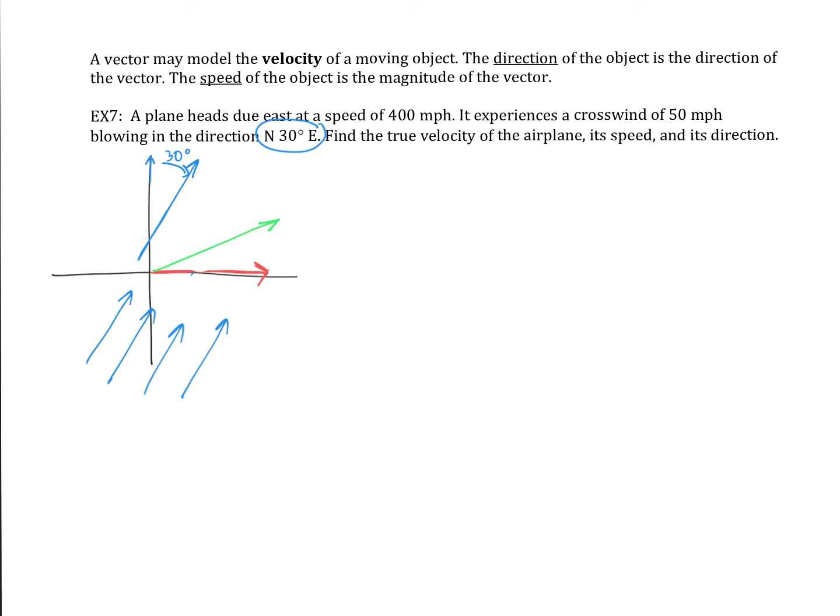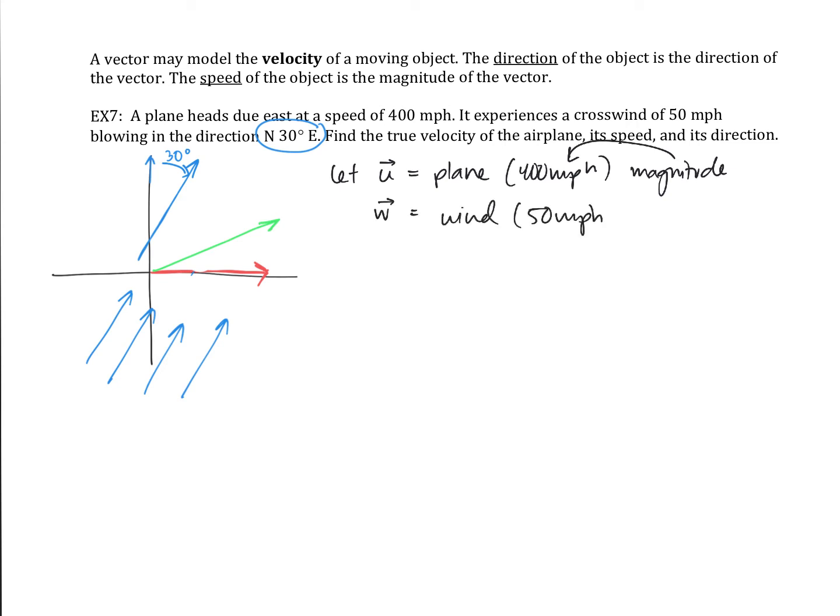So let's go ahead and start labeling these vectors. Let u, the vector u, equal the vector of the plane. We have 400 miles per hour, or the magnitude. Once again, remember, speed is magnitude. And then we'll call v the wind, which we have at 50 miles per hour. So that is the magnitude of the wind. So v is the wind.